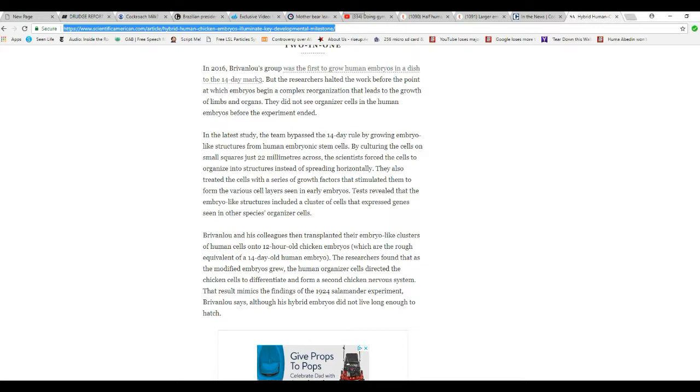Rivenlow and his colleagues then transplanted the embryo-like clusters of human cells onto 12-hour-old chicken embryos, which are the rough equivalent of a 14-day-old human embryo. Researchers found that as the modified embryos grew, the human organizer cells directed the chicken to differentiate and form a second chicken nervous system. That result mimics findings of the 1924 salamander experiment. Rivenlow says all those hybrid embryos did not live long enough to hatch. Thank God for that. You, sir, are an insane maniac.